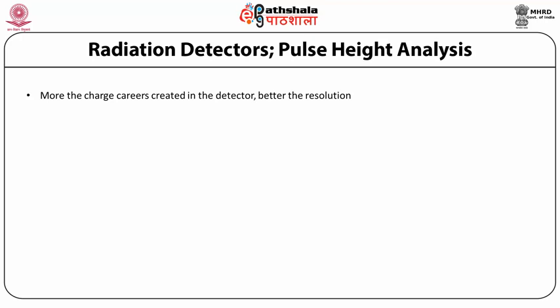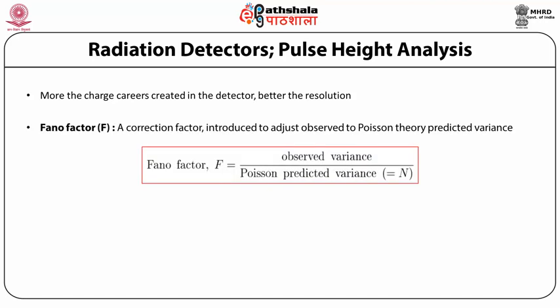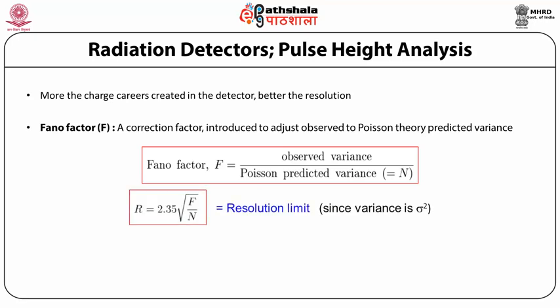In the pulse height analysis, we can also define a term called the Fano factor. What is the Fano factor? A correction factor introduced to adjust the observed variance to the Poisson theory predicted variance. The Fano factor is defined as the ratio of the observed variance upon the Poisson predicted variance. The resolution depends upon the Fano factor, that is R is equal to 2.35 square root of F by N, and this is the resolution limit since variance is sigma squared. For semiconductor detectors, the Fano factor is very much less than 1. For scintillation detectors, the Fano factor is around 1.